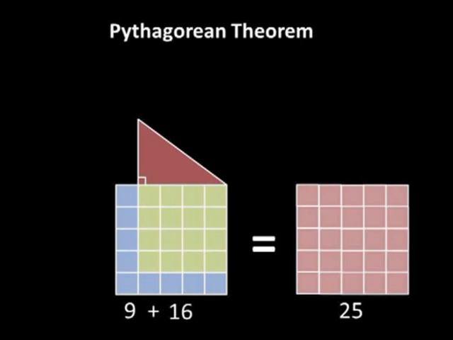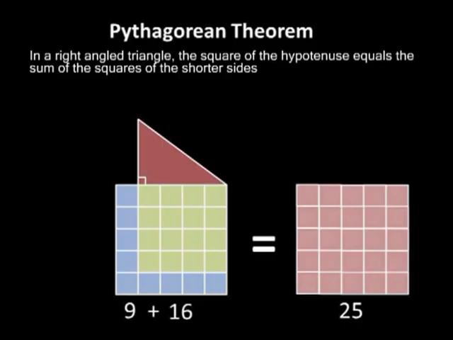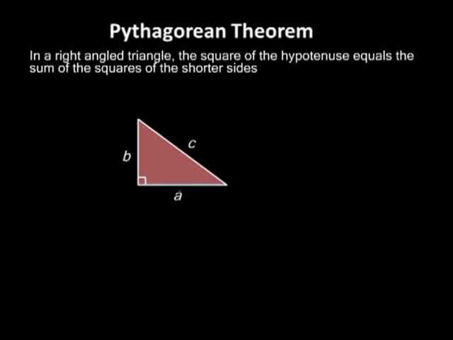Pythagoras noted that in a right-angled triangle, the square of the hypotenuse is equal to the sum of the squares of the 2 shorter sides. So for a general right-angled triangle, c squared is equal to a squared plus b squared. This is the Pythagoras theorem, and you have probably known it right from your primary school.